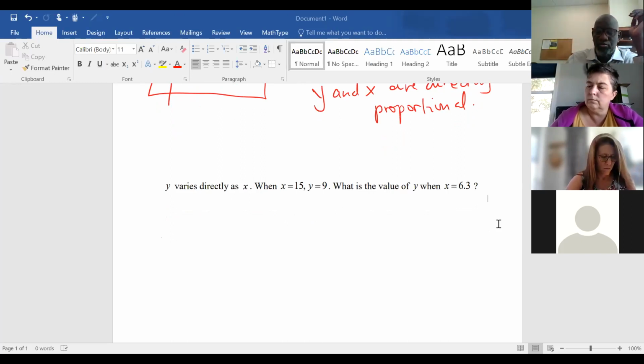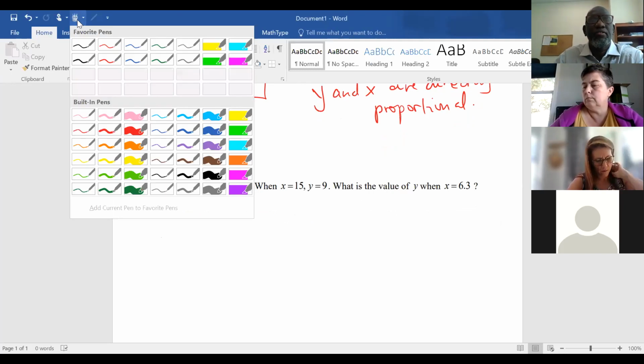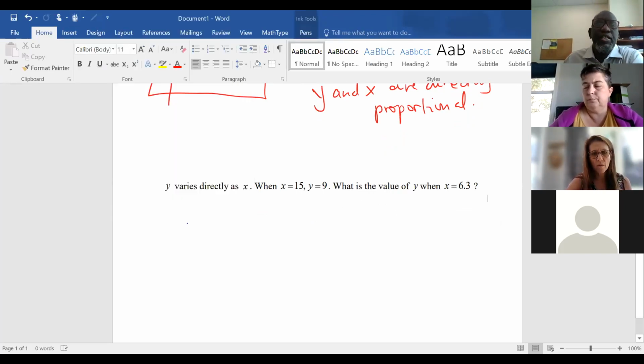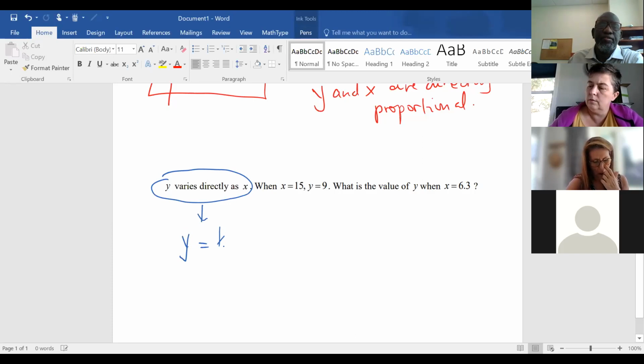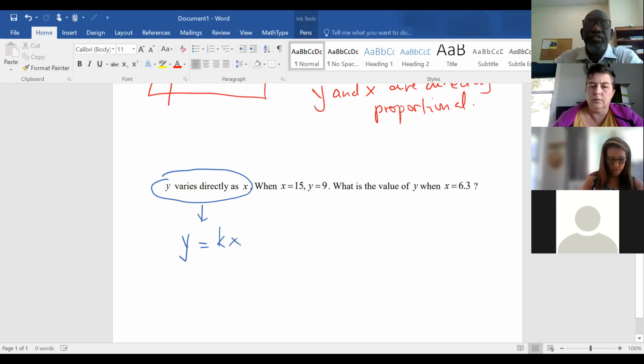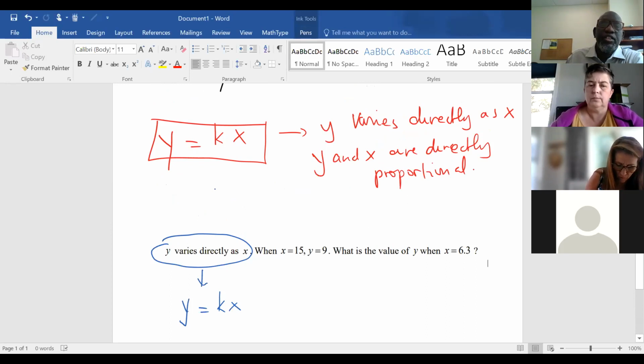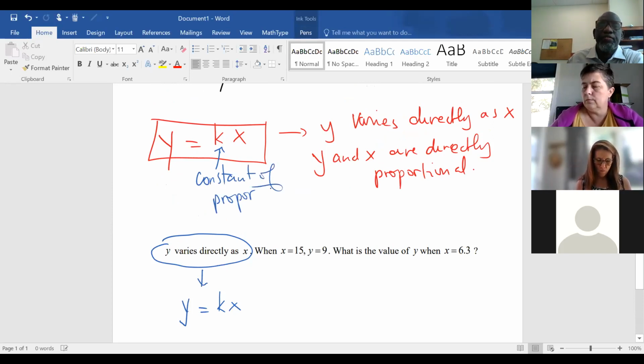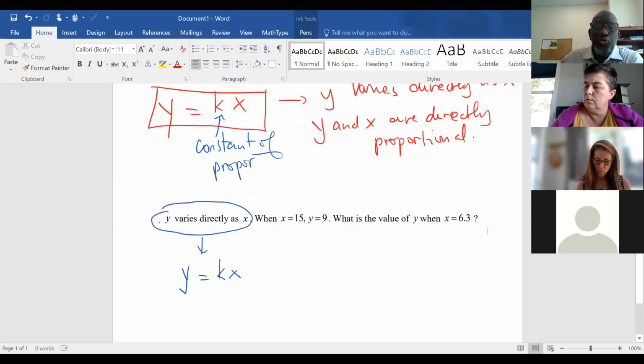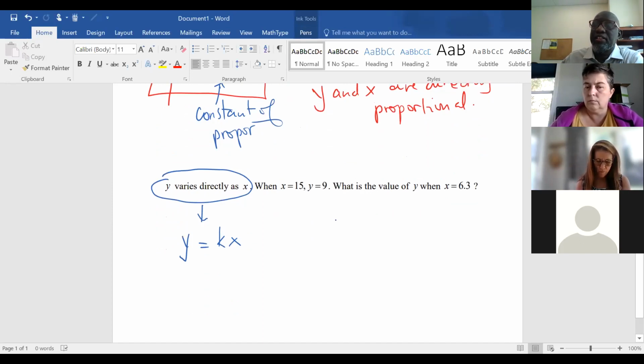But let's try to write it in an algebra way, right? So for instance, this phrase right here allows me to write y equal kx. Okay? By the way, k is a constant of proportionality. I didn't write it here. K is a constant of proportionality. Okay? So this phrase, y varies directly as x, allows me to write the equation y equal kx, right?